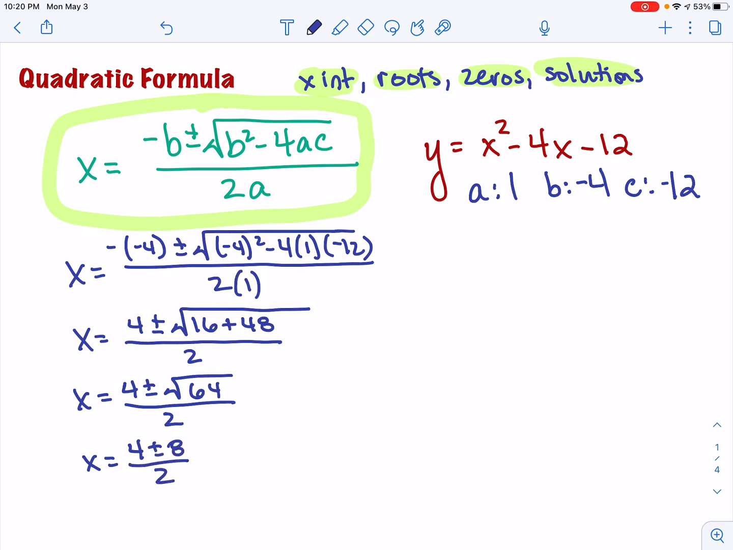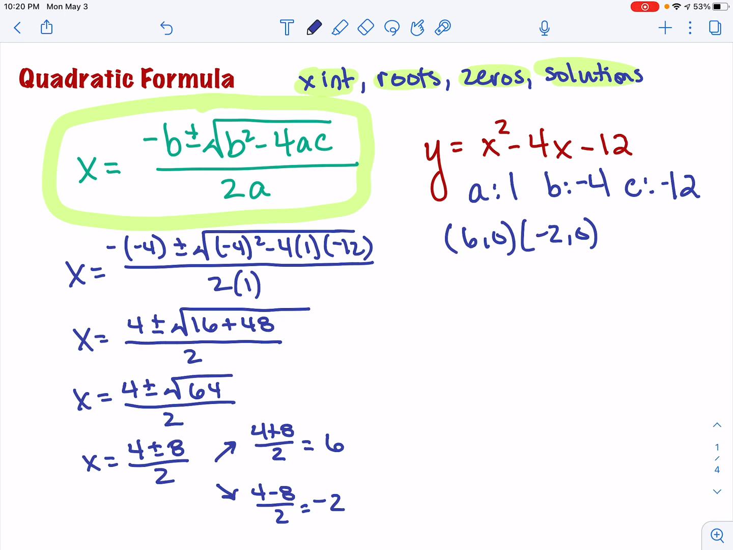Now this is where I can branch this problem into 2 different answers, because I'm going to have 4 plus 8 divided by 2, and then I'm going to have 4 minus 8 divided by 2. Well, 4 plus 8 is 12, divided by 2 is 6, and 4 minus 8 is -4, divided by 2 is -2. So my 2 x-intercepts, and I'm going to write them as ordered pairs here, are (6, 0) and (-2, 0).